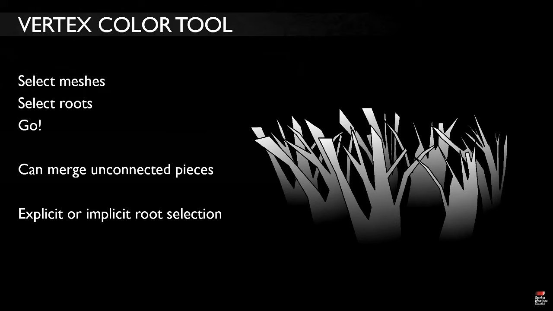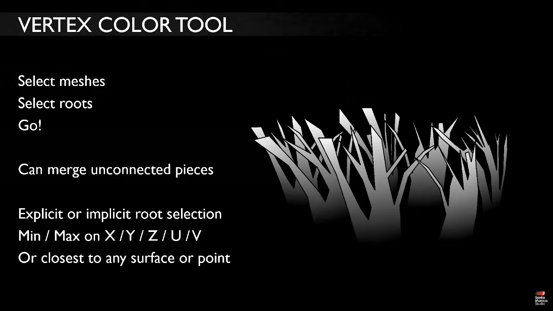And sometimes we don't even need to manually select the root vertices. We can guess them for each piece. Implicit roots can be the vertex with the largest or smallest component along the X, Y, Z, or U and V texture axes for the connected piece. Or they could be the closest vertex to a specified surface or point in space. We can also mix implicit and explicit roots. If the implicit guess is good for 9 out of 10 pieces, the artist can just tag the roots on the piece that needs correction and run again.